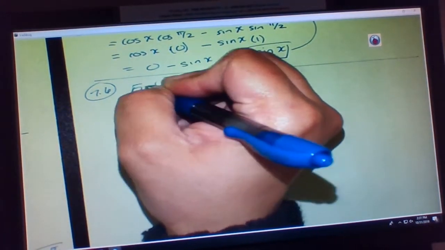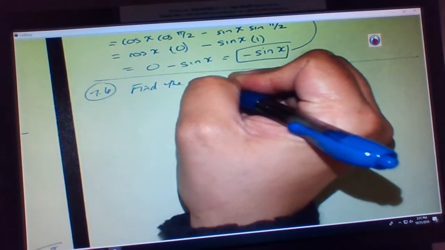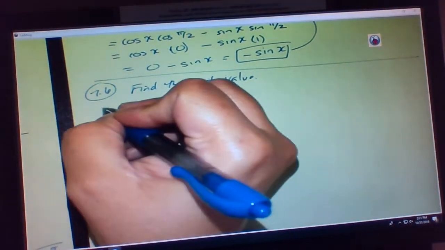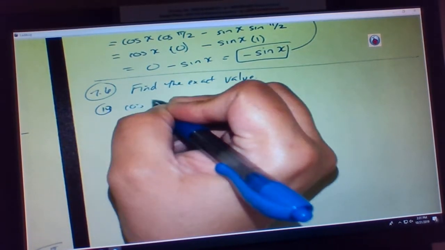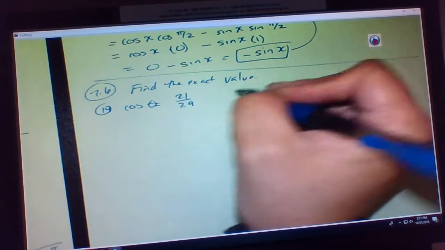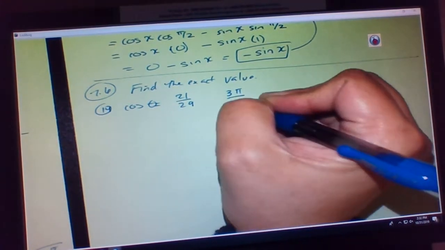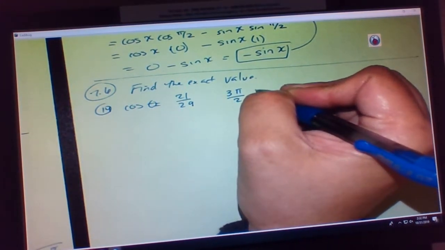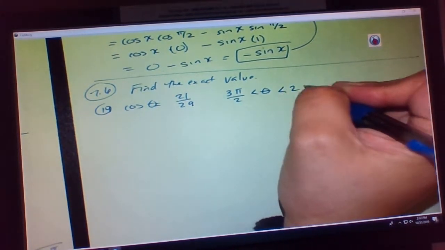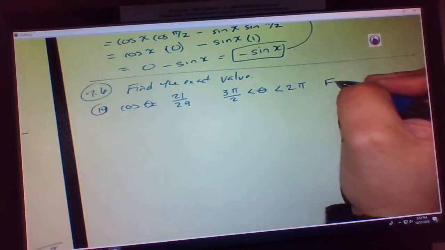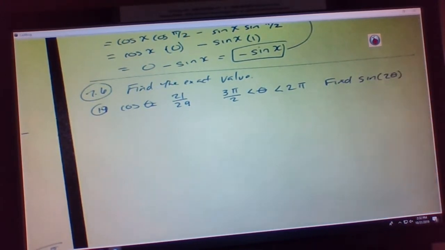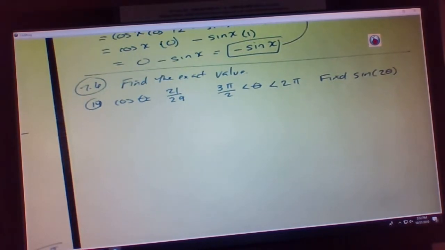Find the exact value. So I have cosine equals 21/29. They tell us we are between these two things, and they want us to find the double angle of sine. So this one has to do with double angles.